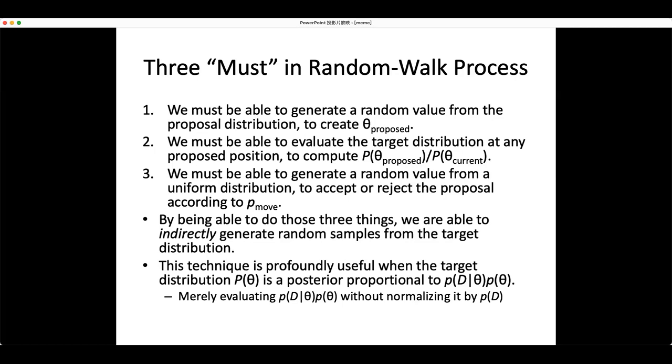What is a Markov chain process? If the next move, the next status, is only dependent on the previous status, just the previous status, then this process is called a Markov chain.